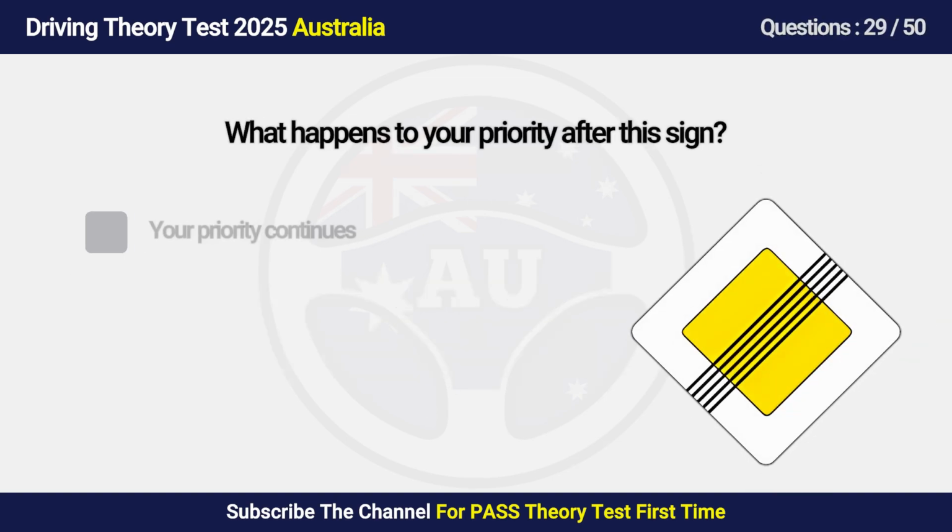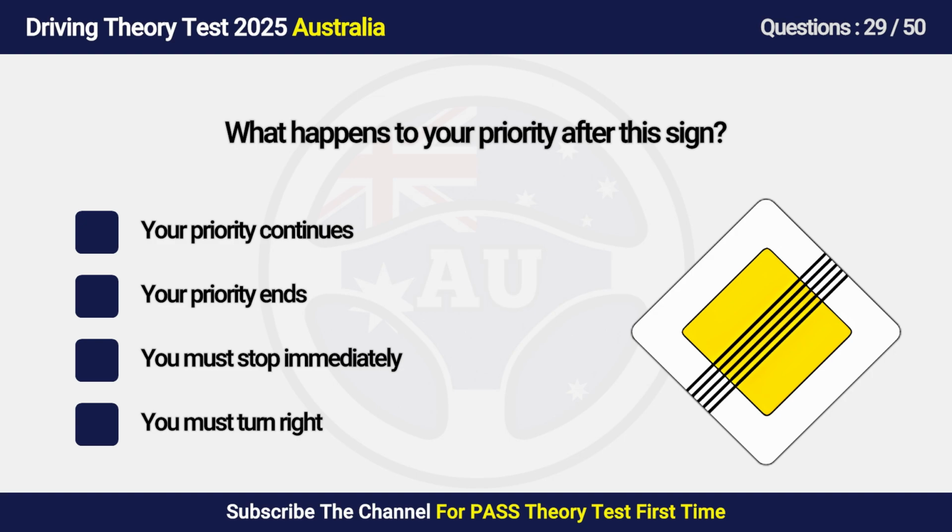Question 29. What happens to your priority after this sign? A. Your priority continues. B. Your priority ends. C. You must stop immediately. D. You must turn right.